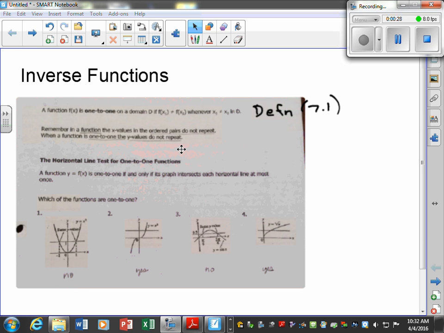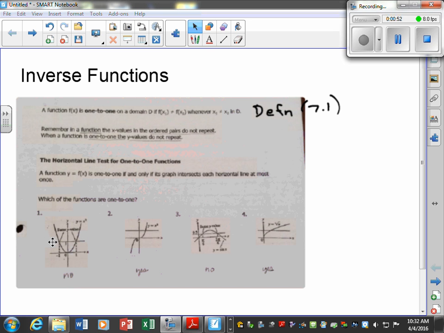So if you think back to algebra, how did we determine if a relation was a function? What was the test that we used? Vertical line test. Good. So when we're talking about inverse functions, does a function have an inverse? We use the horizontal line test right here. So just a couple examples down here.